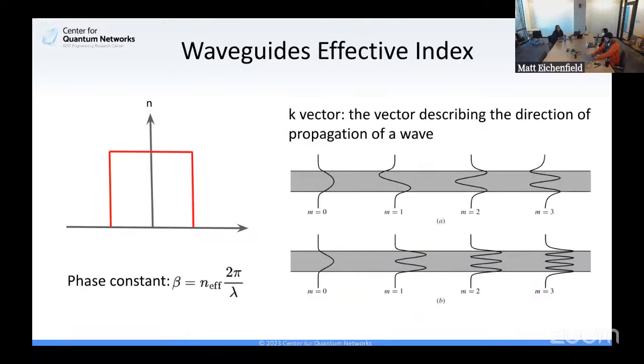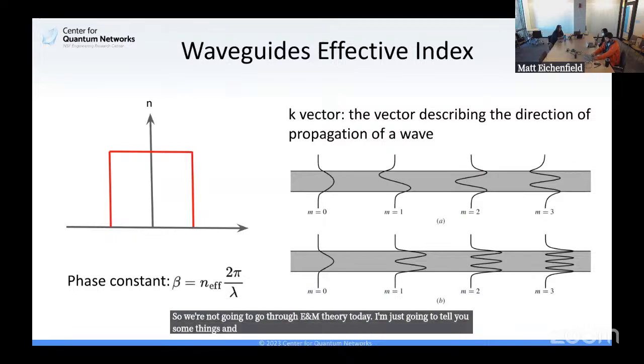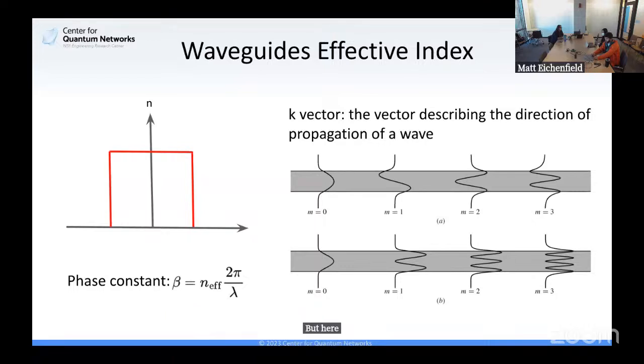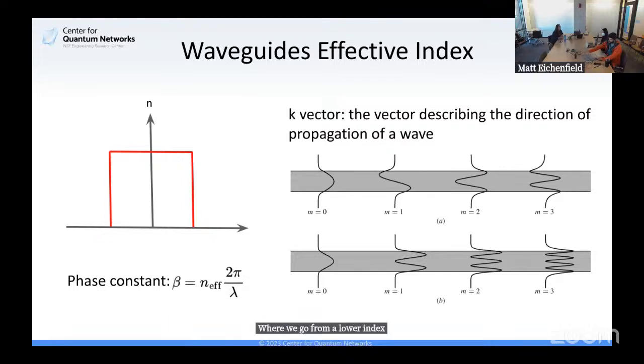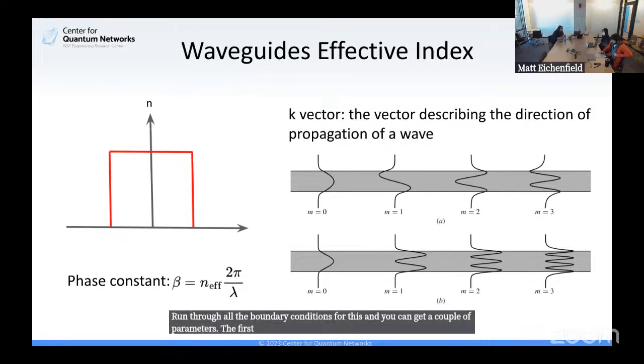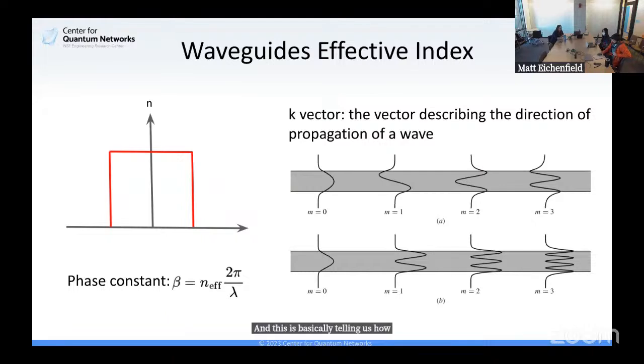We're not going to go through E&M theory today. I'm just going to tell you some things and you should trust me a little bit. Here we have depicted what our index of refraction looks like. It's a rect function where we go from a lower index to a higher index waveguide. You can use Maxwell's equations, run through all of the boundary conditions for this, and you can get a couple of parameters. The first one is the phase constant, which is basically telling us how the phase propagates throughout our waveguide.